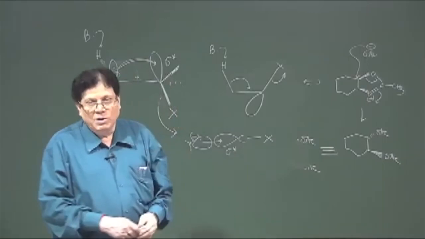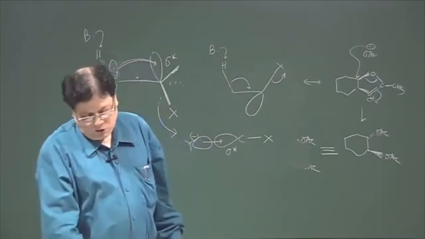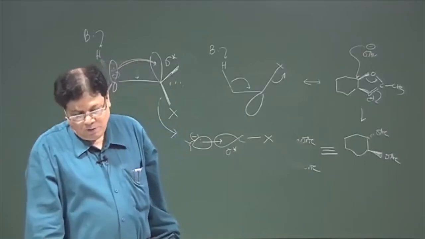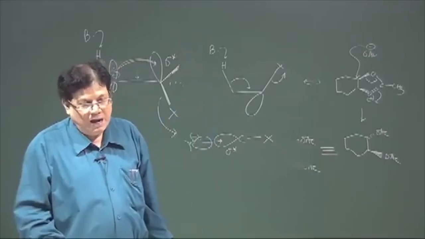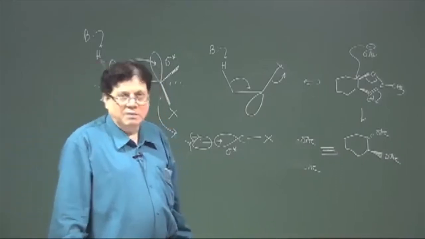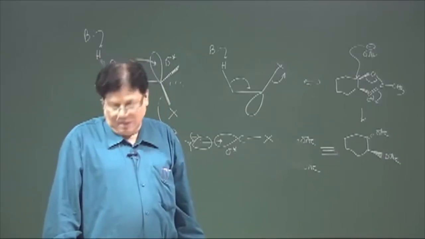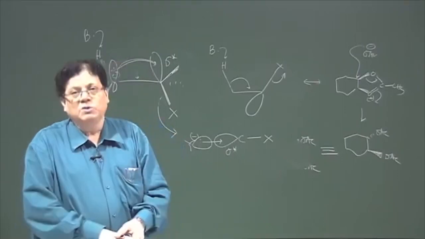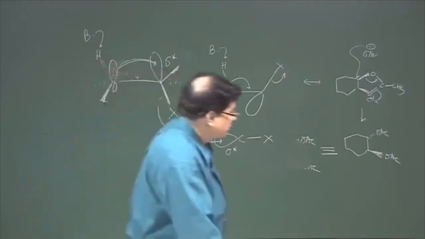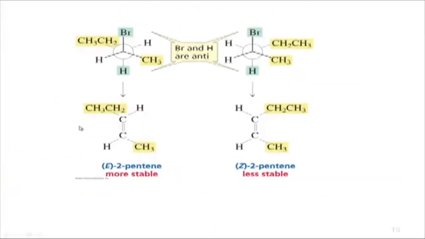So now we are convinced that E2 elimination mostly takes place when the two groups are anti-periplanar. So the stereoelectronic requirement for E2 elimination is that the groups which are departing should be anti periplanar. Okay. So, that is the important fact. Now, let us take a few cases.